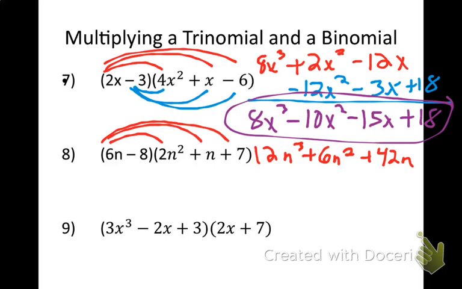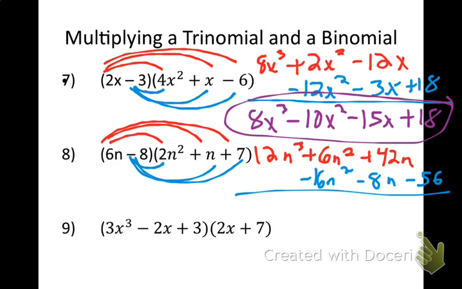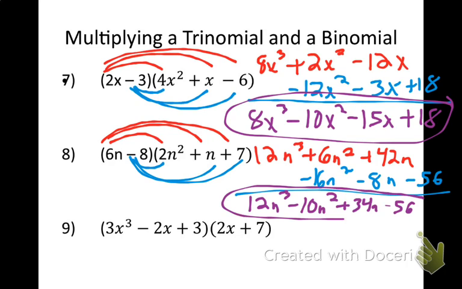Then I distribute my second part, so I distribute negative 8 now. Negative 8 times 2n squared is negative 16n squared. Negative 8 times n is negative 8n. And negative 8 times 7 is negative 56. And then I look to combine like terms. I'm going to get 12n to the third minus 10n squared plus 34n minus 56. And that is my answer there.